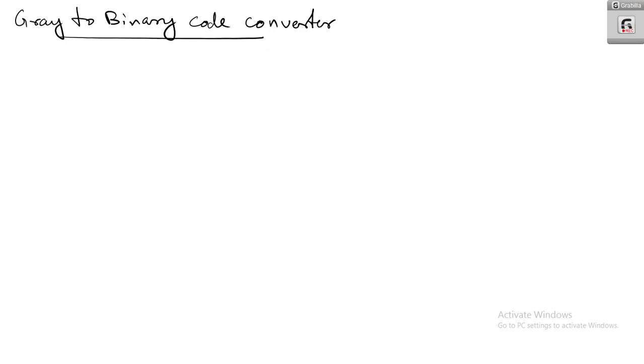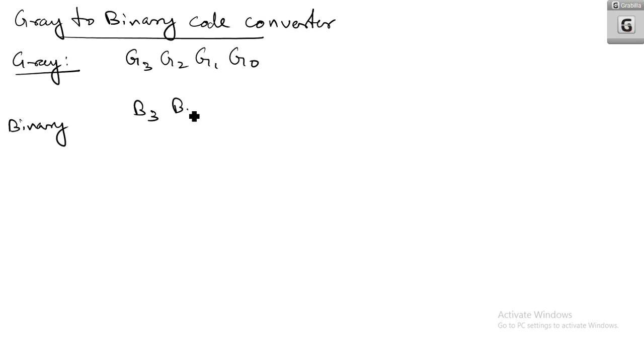Okay. So let the gray code input be G3, G2, G1, G0, and the corresponding binary which I am having is B3, B2, B1, B0. So you need to get B3, B2, B1 and B0 in terms of G3, G2, G1 and G0. Okay. So here is how the conversion is applied.